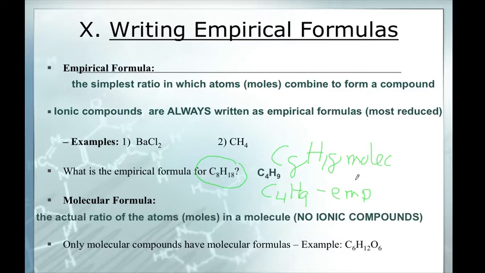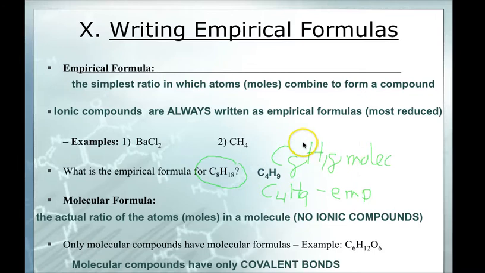Now the molecular formula is the actual ratio of the atoms in a molecule. So if you look back at this, that's an actual existing molecule. That's an actual compound, C8H18. This compound does not exist. This is just a general ratio of how many carbons there are to hydrogens. This actually gives you the actual formula.